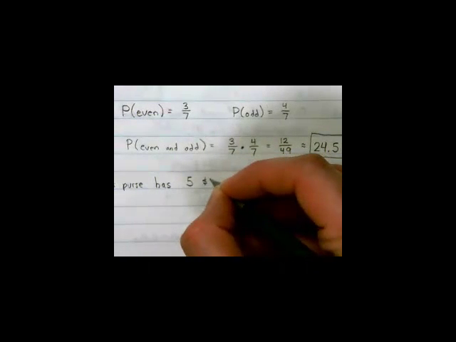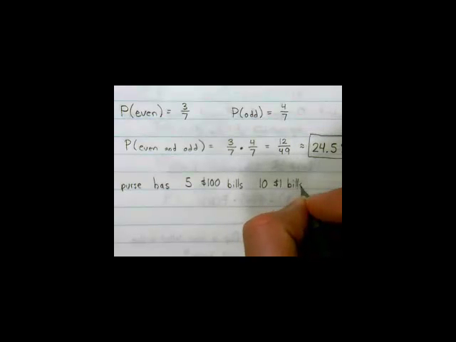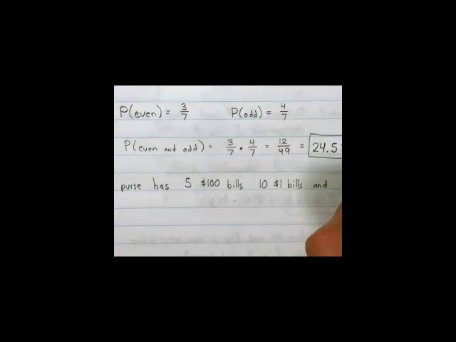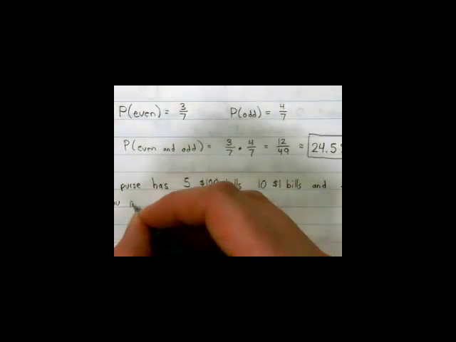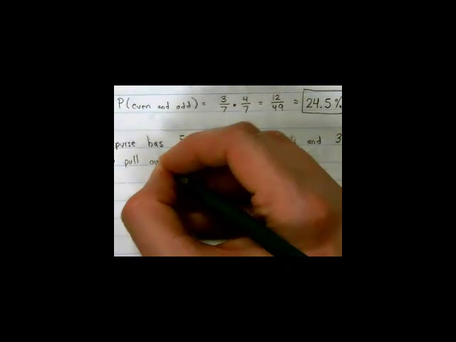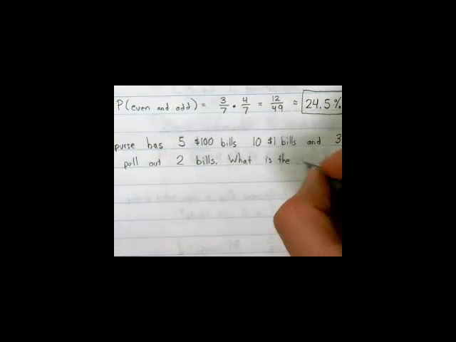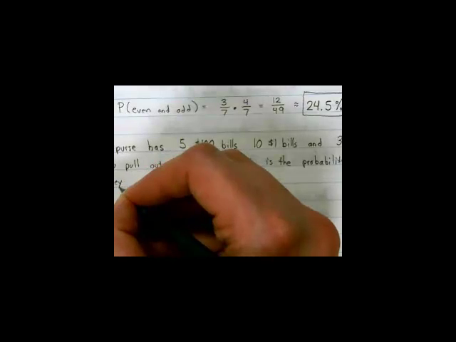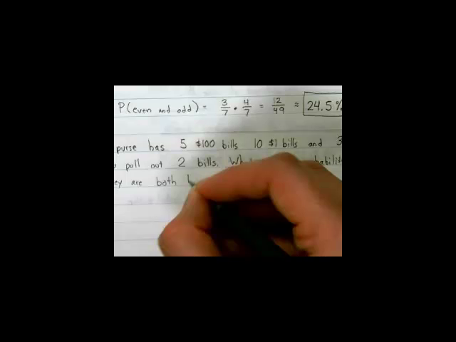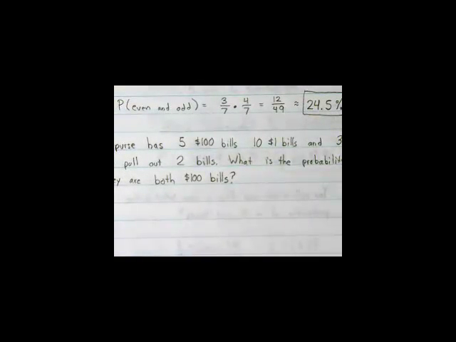All right. Try that one. A purse has 5 $100 bills, 10 $1 bills, and 3 $20 bills. You pull out 2. What's the probability that you get 2 hundreds?